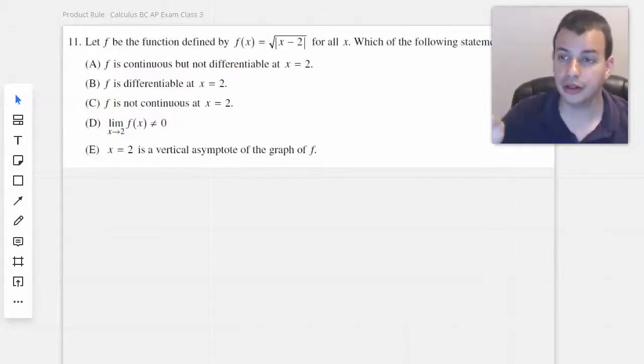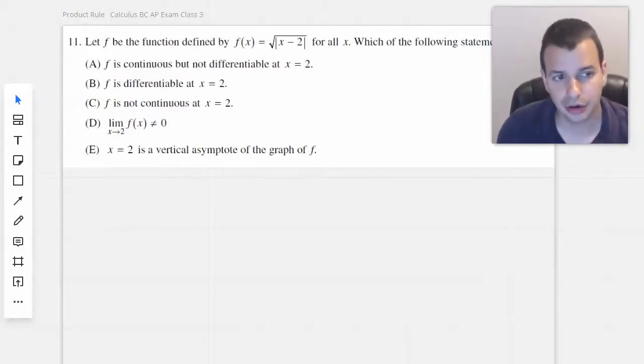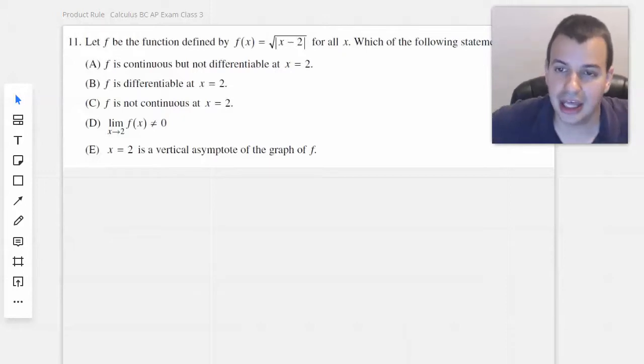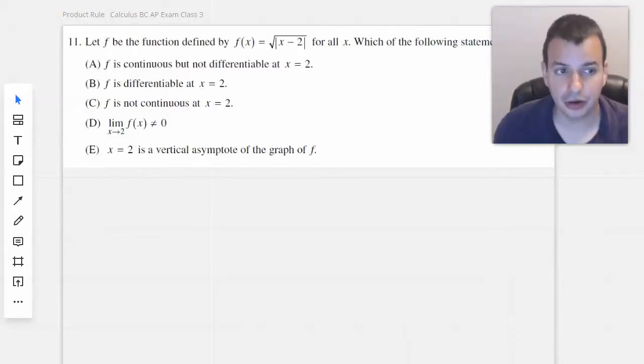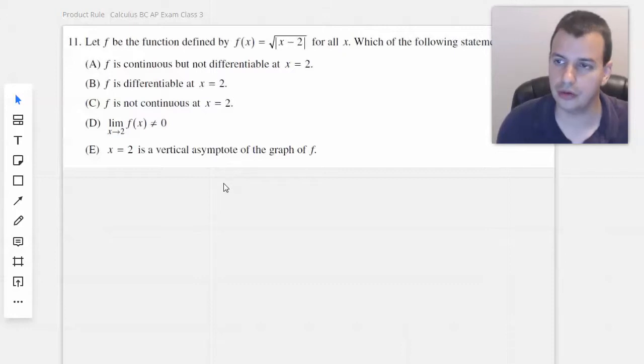I'm Ben Cohn. This is my AP Calculus class. This is class number 3. Today we're going to go over the product rule. We've already gone over the idea behind limits and the general idea of a derivative. And so today we're going to go through some of the various ideas behind the derivative, specifically the product rule. But first, let's do a quick review.